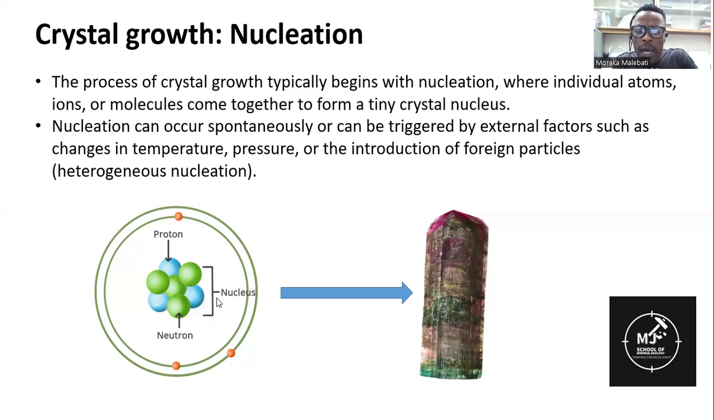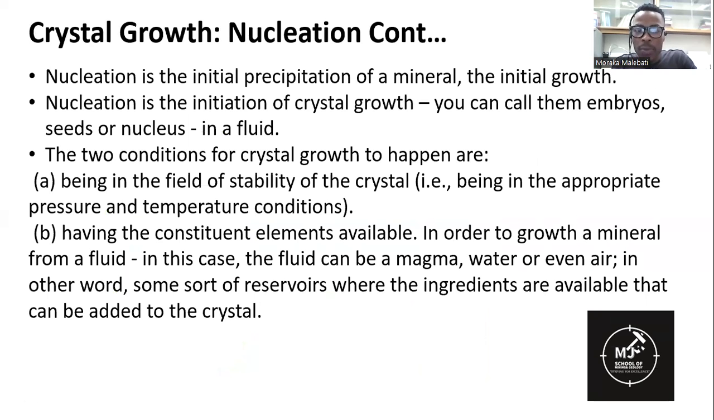And you see, immediately when you form a nucleus, with time, that nucleus will grow into the different crystal systems. Okay, and then we use these crystals to know exactly what kind of mineral we're talking about. So, which is why we need to understand this crystal growth. Like I said, nucleation is the initial precipitation of a mineral, or the first stage for the crystal growth. So you can say they are embryos, seeds, or the nucleus.